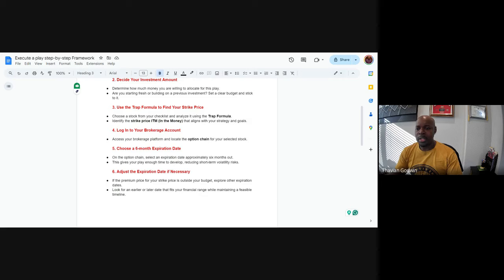Adjust the expiration if necessary. Like I said, if you're trying to save money and they're not in your price range, but you want to get in that play, you can adjust the expiration. That's where going 6 months out to 12 months out comes in. Just keep in mind, when you're pulling up your options chain, look through it. There are different options in there that'll help you. And when you're adjusting the date, explore that options chain from top to bottom.